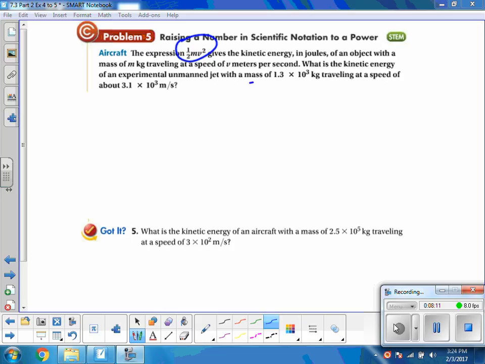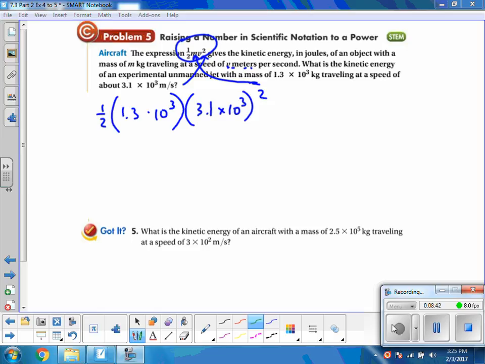Well, this is its mass, okay? So I know what the mass is, and it's traveling at a speed, so I know the speed because v is telling me that, in meters. Okay, so I have to plug all this in. So it's 1/2 times the mass, which is 1.3 times 10 to the 3rd, times v, which is 3.1 times 10 to the 3rd, and that is squared.